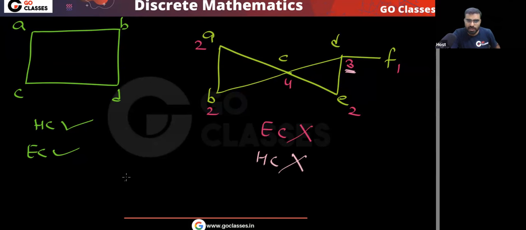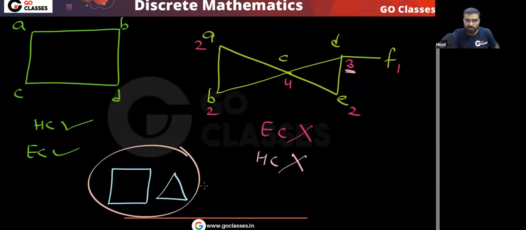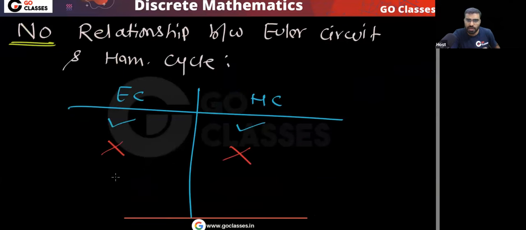Or you can take a disconnected graph. For example, consider this graph with vertices A, B, C, D, E, F, G. In this graph, there is no Euler circuit and there is no Hamiltonian cycle. So this is also possible. You don't have any of them.